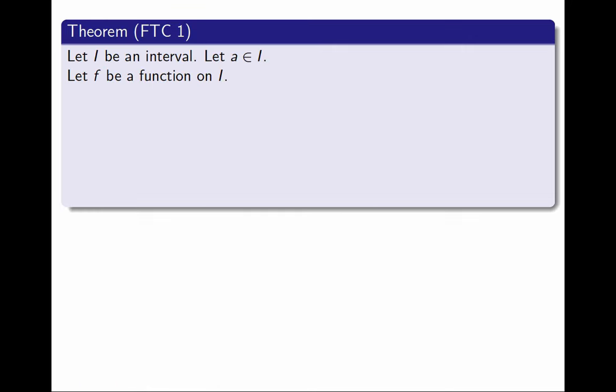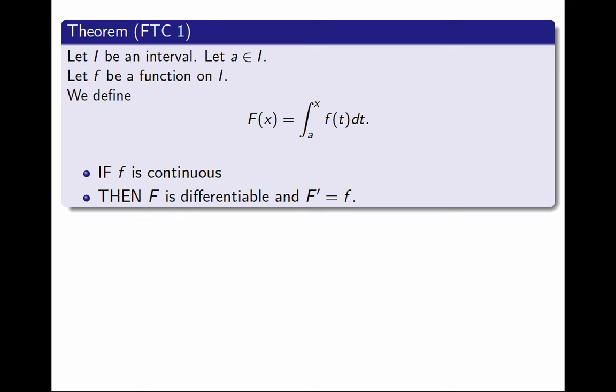We begin with an interval I, a fixed real number a in I, and a function little f defined on I. And we define a new function, big F, which is an integral of little f. Big F of x is the integral from a to x of f of t dt. And the theorem says that if little f is continuous, then big F is differentiable and the derivative of big F is little f. Or in other words, a function defined as an integral is an antiderivative.